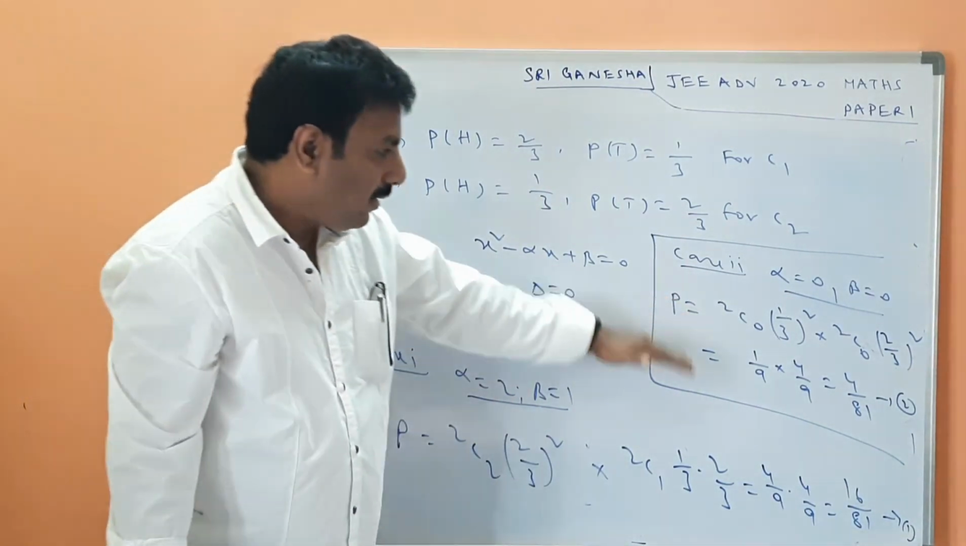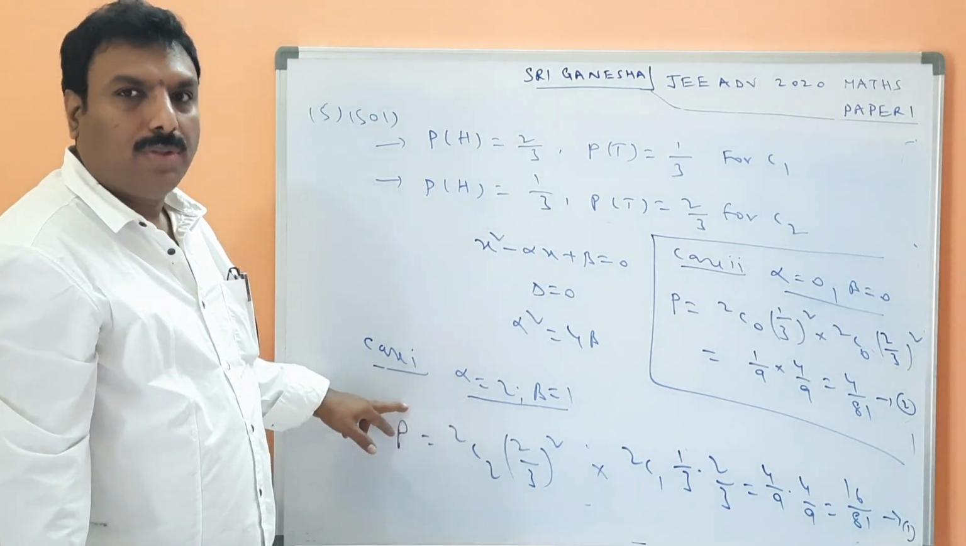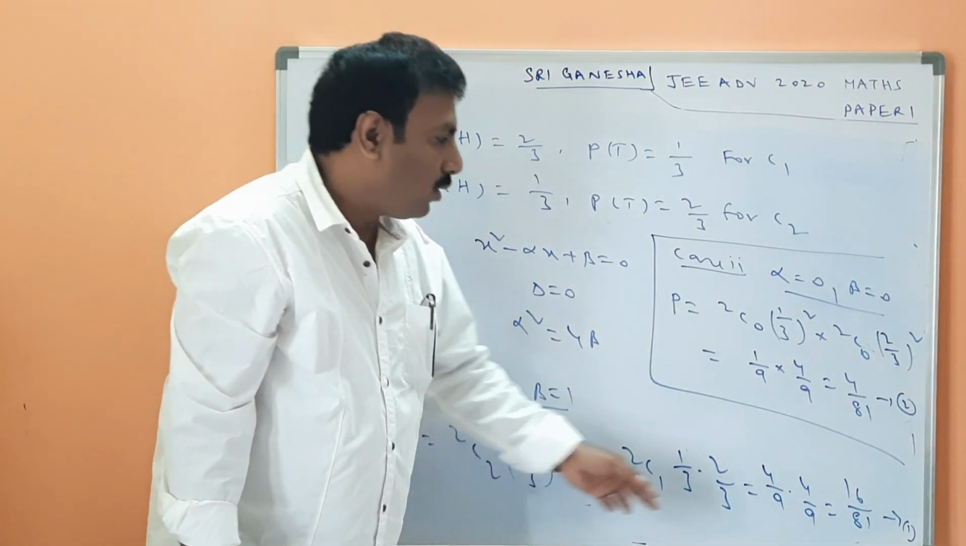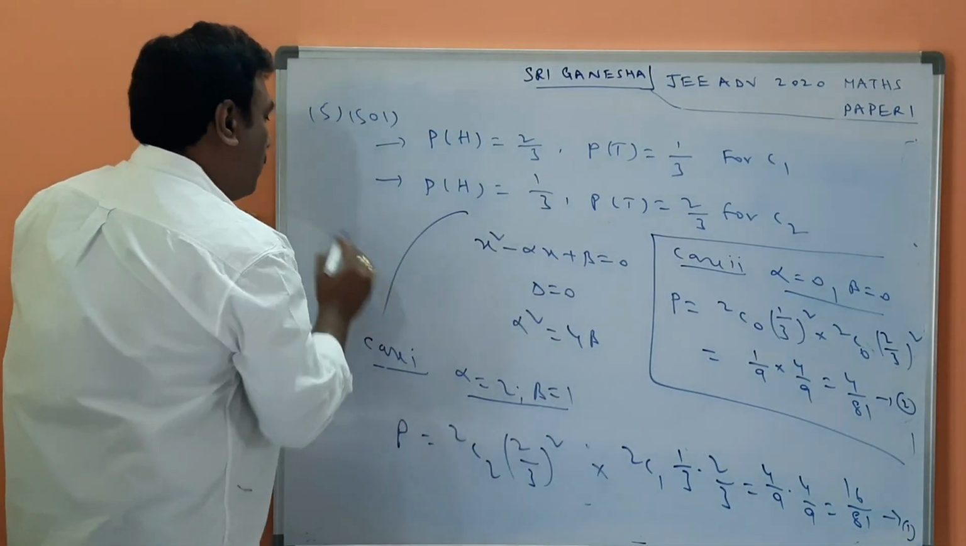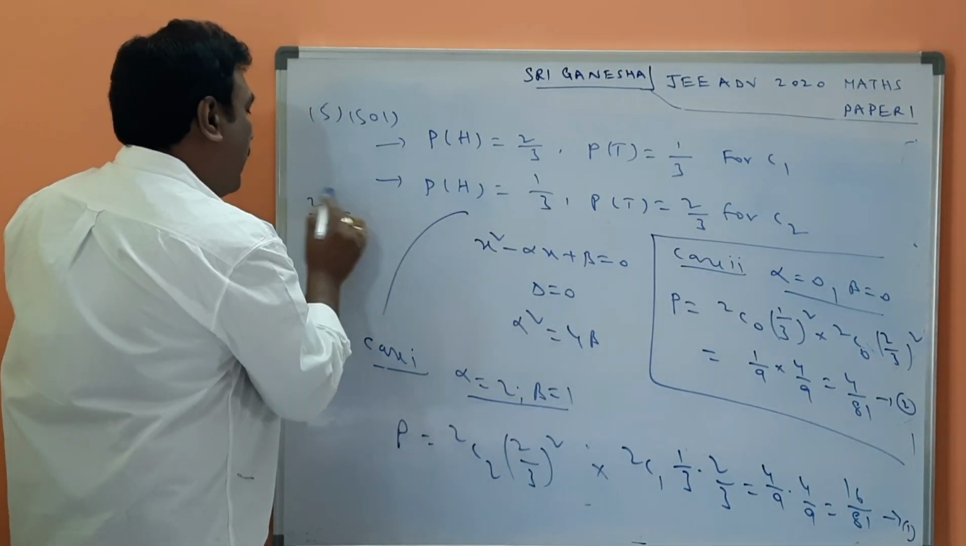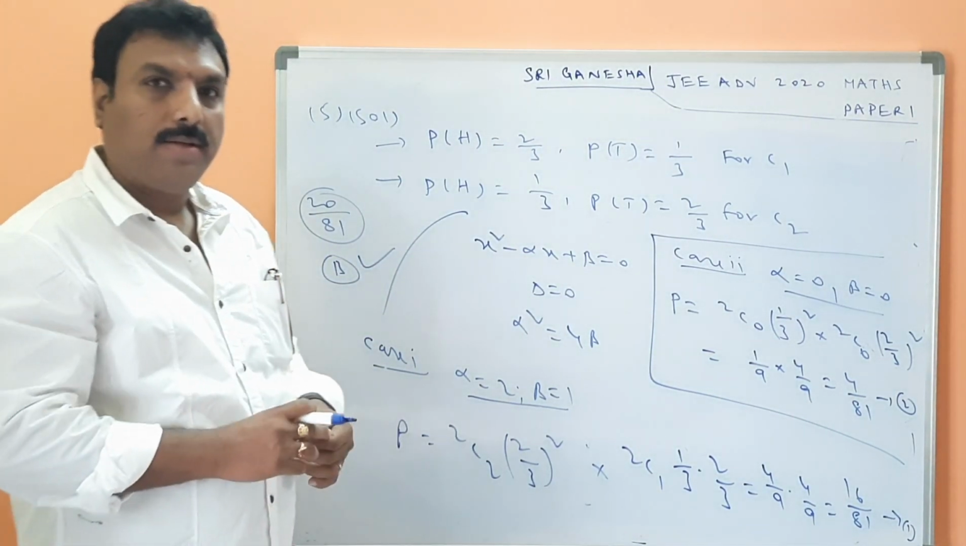So total probability, you can add from 1 and 2, because it is either case 1 or case 2. OR means addition. So 16 by 81 plus 4 by 81, we are getting 20 by 81 is the correct answer. That is option B, correct.